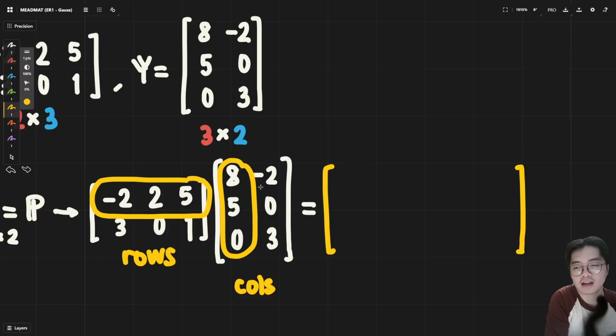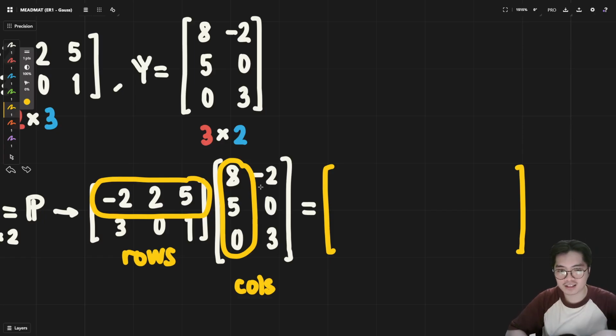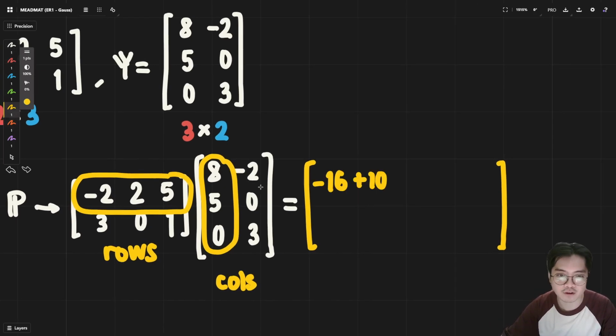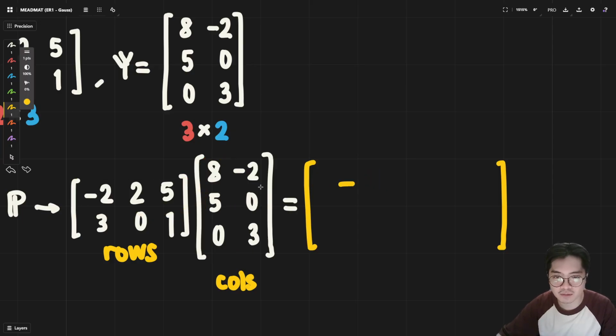Yes, we're going to have to do a dot product of these two vectors, if we want to think about it that way. -2 times 8 is -16, right? Positive 2 times 5 is +10, and then 5 times 0 is 0. So -16 plus 10 plus 0, your value in here is -6.